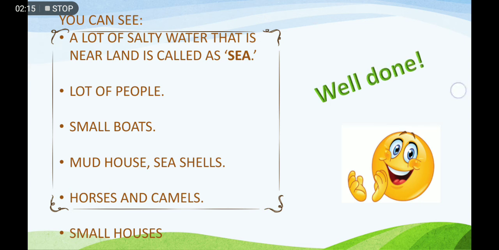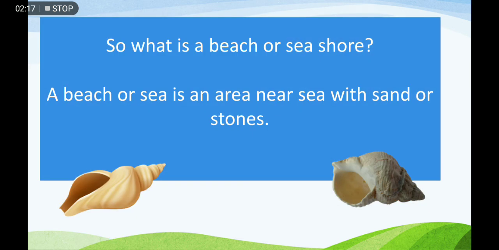Well done. So, what is a beach or a seashore? A beach or seashore is an area near the sea with sand or stones. Keep this in your mind.